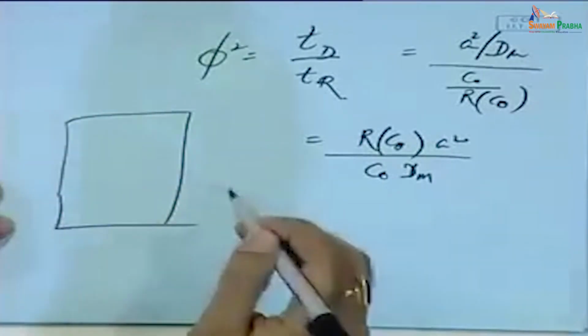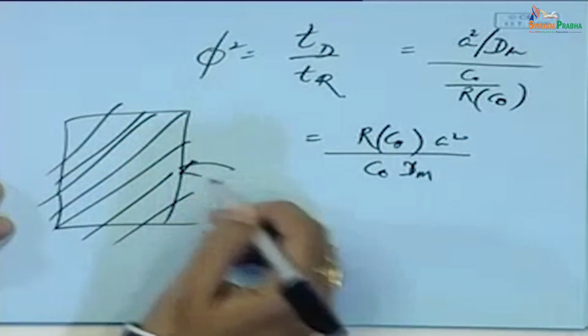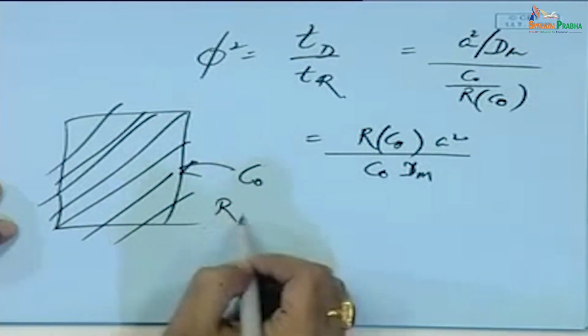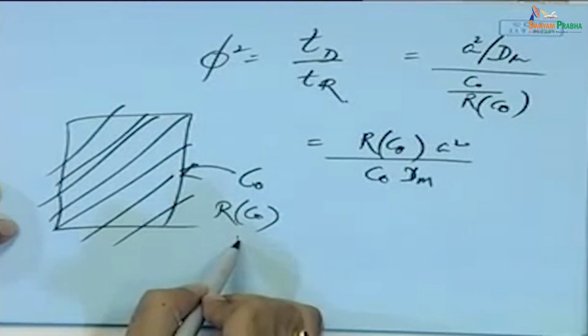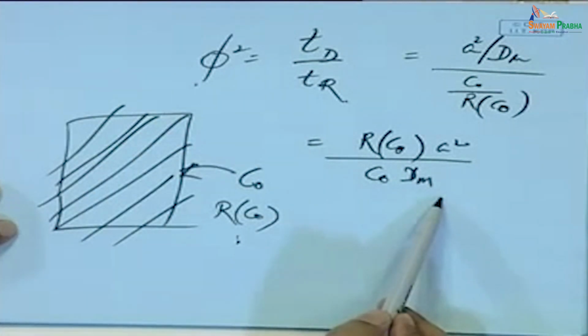Okay, let me draw this matrix. I don't know why you're confused. So this is my concentration at the surface. Let's call this C naught. So the reaction is defined on the intrinsic reaction rate, and my phi square is defined based on this reaction rate.